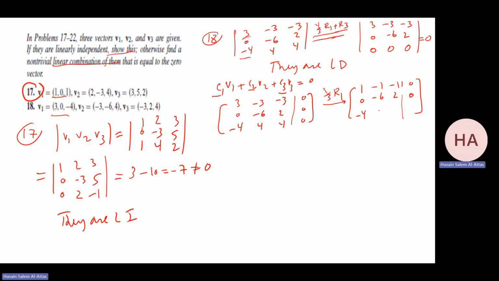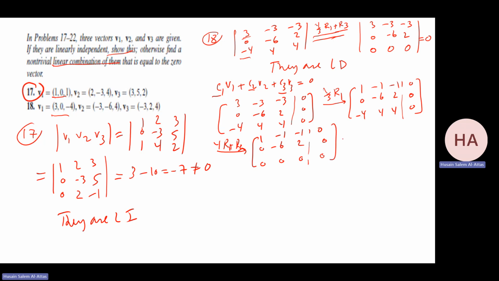I have -4, 4, 4, 0. Now multiply the first one by 4 and add it to the third row. That will be 0, -6, 2, 0. That will be 0, 0, 0. Okay. And this is 0.